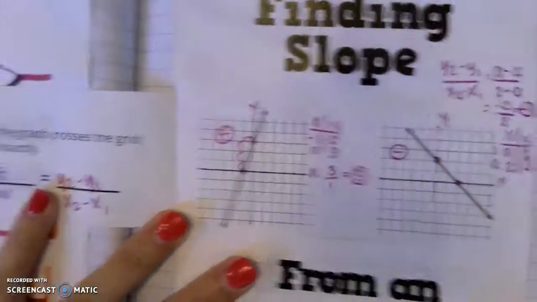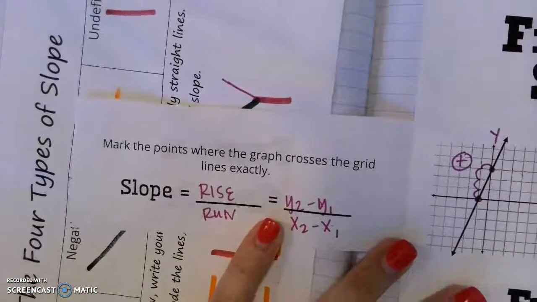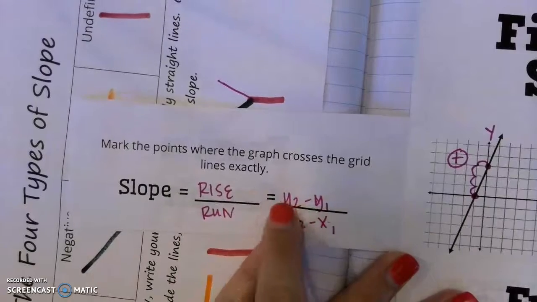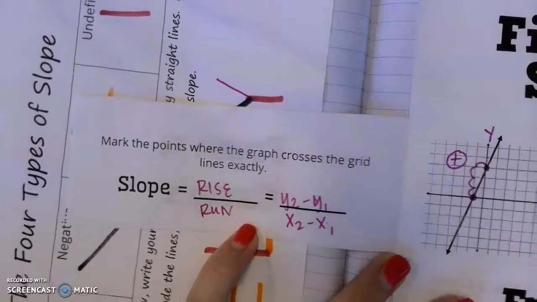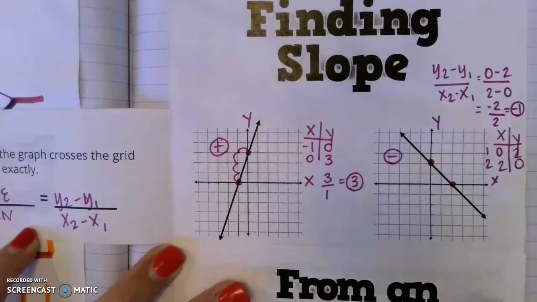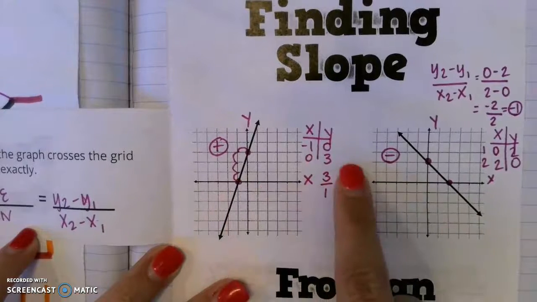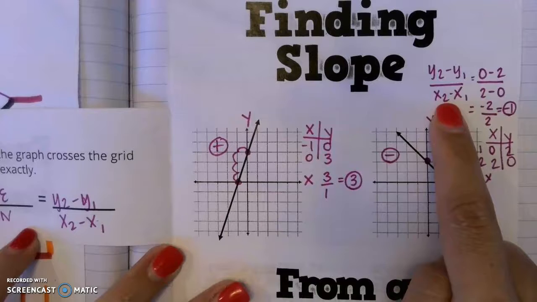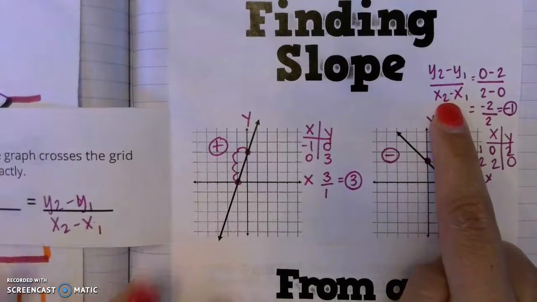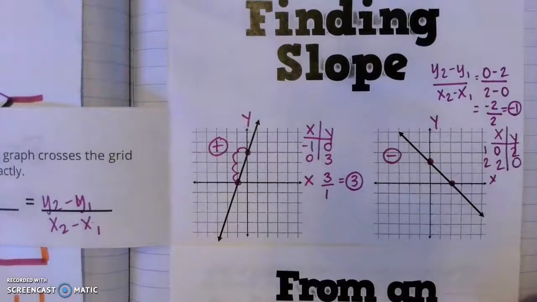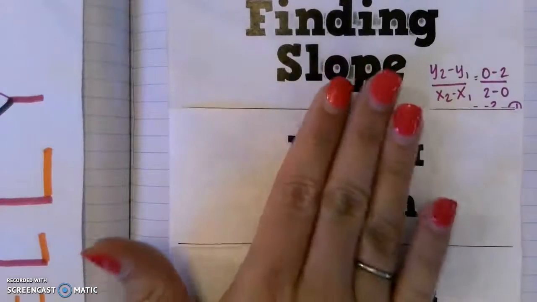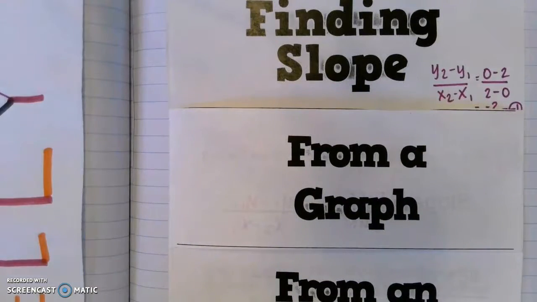Lifting that up, it says mark the points where the graph crosses the grid lines exactly, and then your slope is rise over run, or y2 minus y1 over x2 minus x1. Now you can do it one of two ways. You can do your rise over run, or you can make your xy table and then use the formula y2 minus y1 over x2 minus x1. That's not an equation that you need to memorize. That's on your reference materials, which you should have in the back of your journals, or I should probably just post a picture of it. I'll do that.